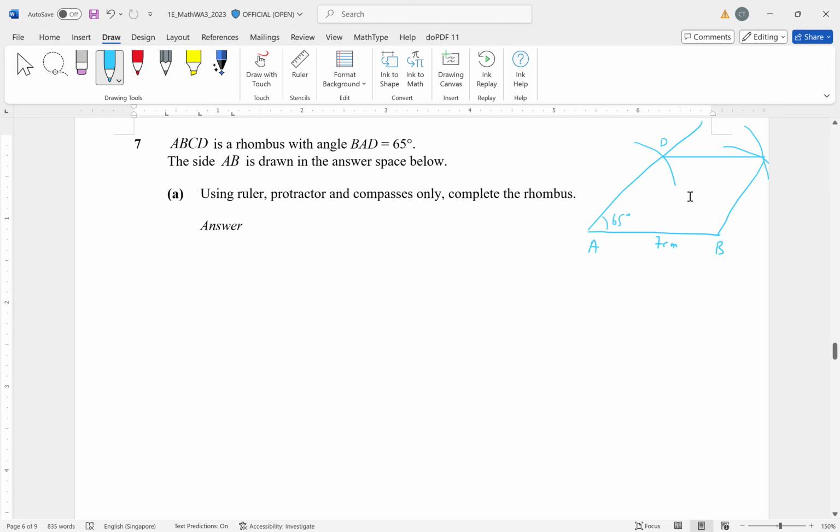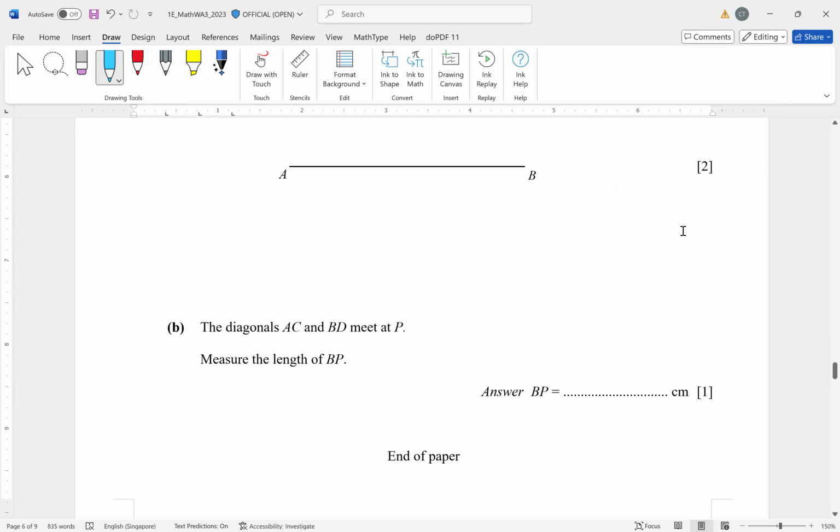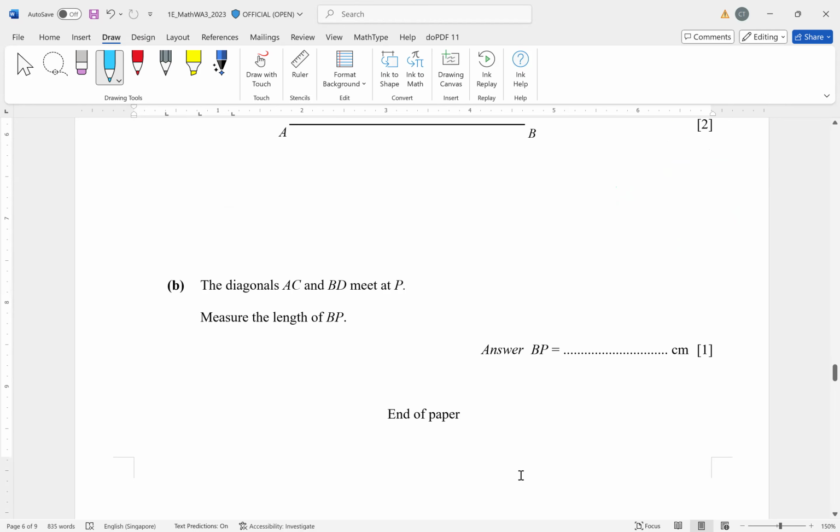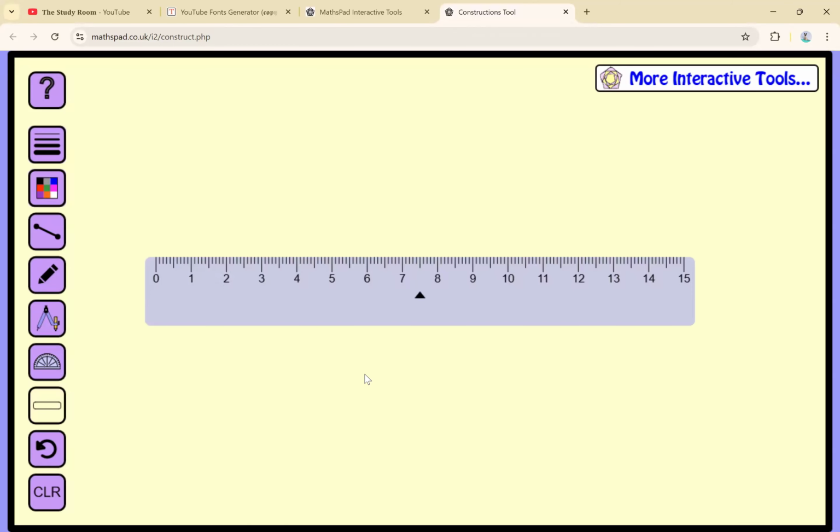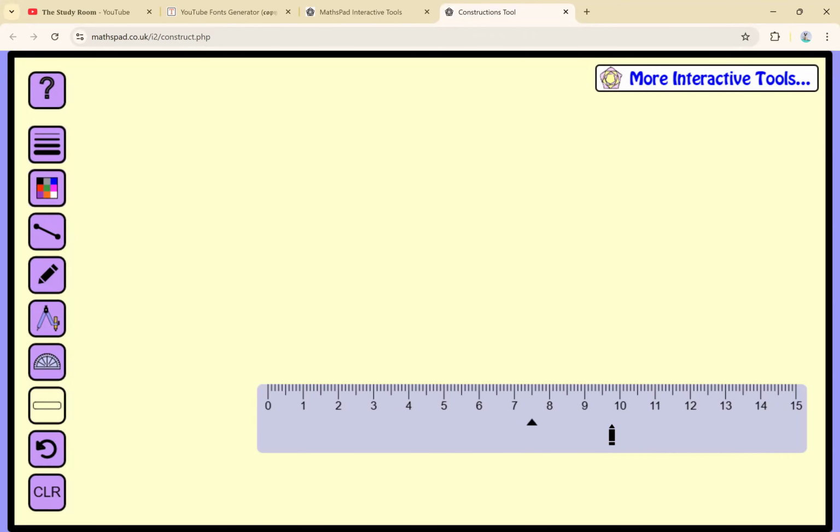Then for part B, we also need to draw the diagonals AC and then BD, and the intersection point will be P, and then we measure the length of BP. So let's go over to the construction set. So we have it here. Let's draw the line AB first. AB is 7 cm.